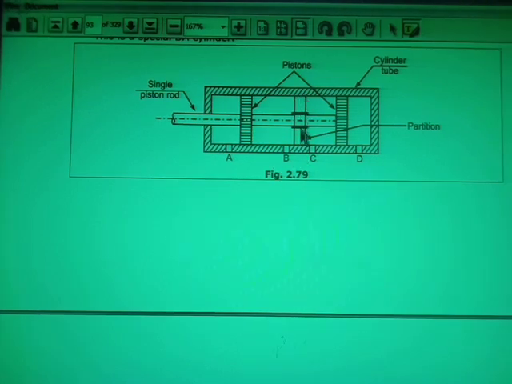So here a partition is provided, and it is a single rod. What will happen when the oil comes from the pump? That oil will go through this A port and this C port also. The oil will move from A port and C port.